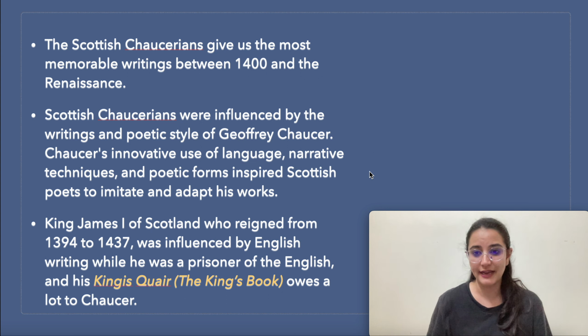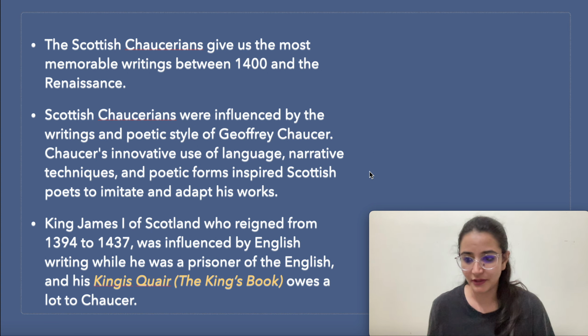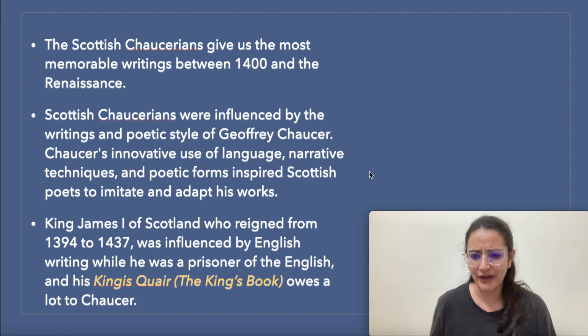At that point of time, he got some reading to do. When he was in the prison, he read some of the books, and that is when he highly became influenced by the English writing. And then he wrote a book, The King's Quair, the King's Book, and it owes a lot to Chaucer.